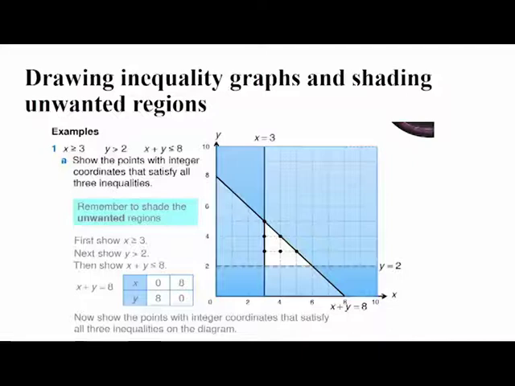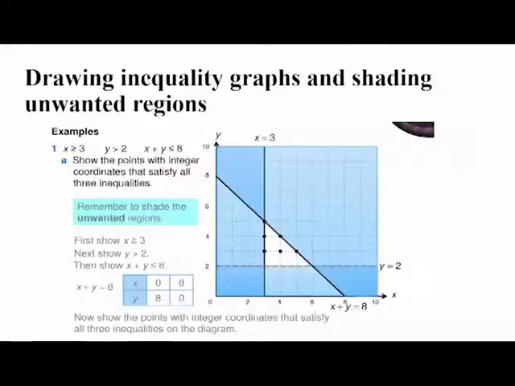And then first, show that x is greater than or equal to 3. Next, y is greater than 2, then show that. Now, show the points with integer coordinates that satisfy all the 3 inequalities on the diagram. The question says find the points with integer coordinates that satisfy the inequalities. We put the integers, we draw points, we give the points in the unshaded region.